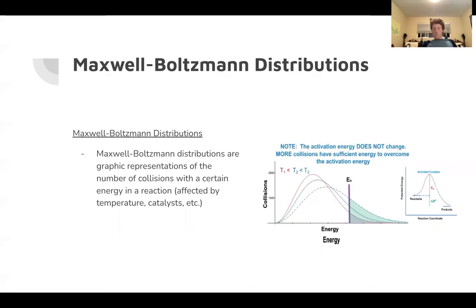As you can see, the distribution of the highest temperature reaction, which is the green one there, crosses the activation energy at the highest point, so it has the most collisions that reach the activation energy. This means that the reaction will proceed at a higher rate. So that's another way of showing why temperature increases the rate of reaction.